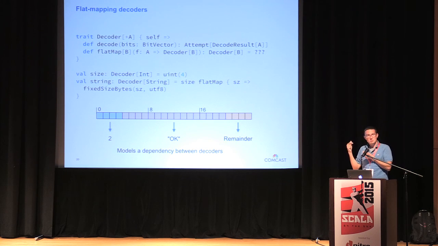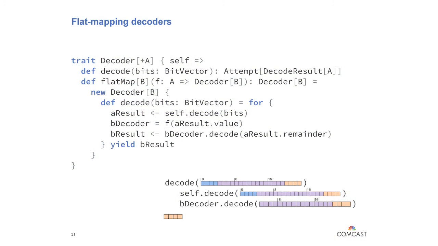The fixed size bytes combinator just limits that remainder and then takes that many bits and feeds it into whatever codec we give it. We're giving it this UTF-8 thing. So basically, we end up decoding the next 16 bits as a UTF-8 string, and we get the string OK out, and then we end up with everything post that 2 bytes out as the remainder. Okay, so flat map, the important part is the fact that we get this dependency relationship.